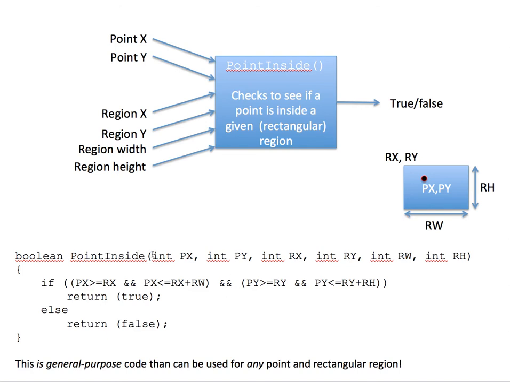So here we have the parameters. We can pass values into the function, and they're assigned to these temporary variables, and then we basically just say if the point x is greater or equal to the region x, and the point x is less than or equal to the region x plus the width of the region, and the point y is greater or equal to the region y, and the point y is less than or equal to the region y plus the height of the region, then yes, it's inside the region, and we return true. Otherwise, we return false.